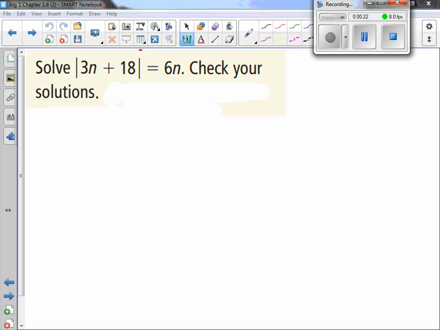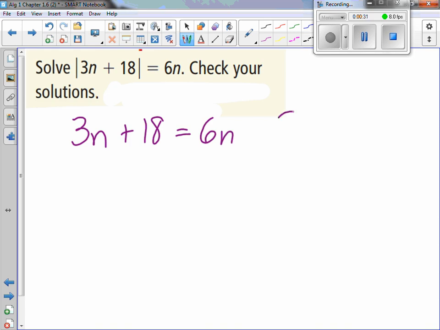So here we have the absolute value of 3n plus 18 equals 6n. So we're going to set it up as our two equations. So we have 3n plus 18 equals 6n, and 3n plus 18 equals negative 6n.